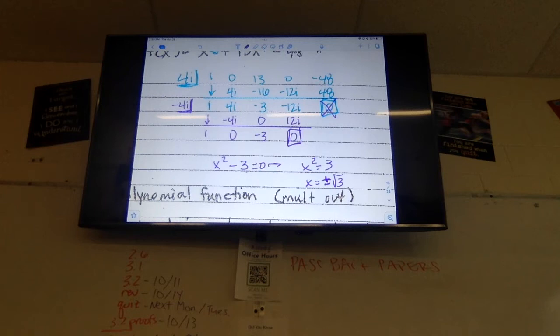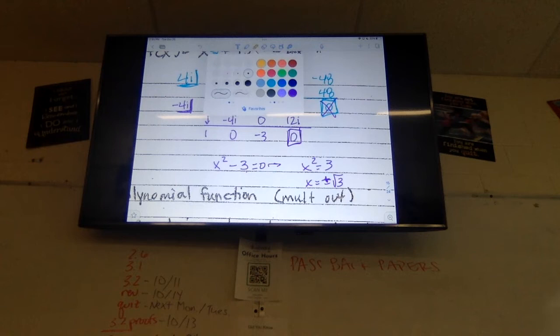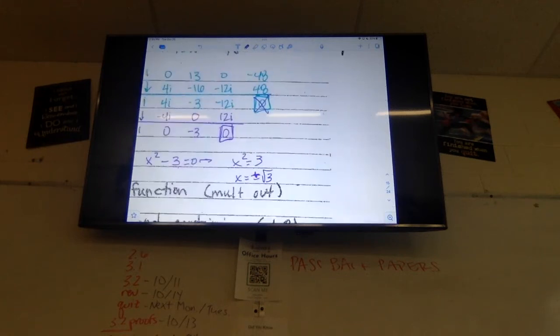In addition to this, my other zeros are those ones that I used in my synthetic division, my 4i and my negative 4i. And so I could write that as positive or negative 4i, or you can write it as 2 separate terms. That's totally okay.